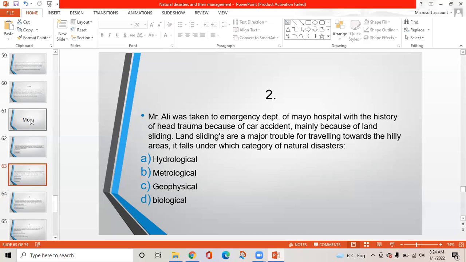It falls under which category of natural disaster? Option A is hydrological, B meteorological, C geophysical, and option D biological. Dry landslidings are of geophysical type. Option C is the right one.